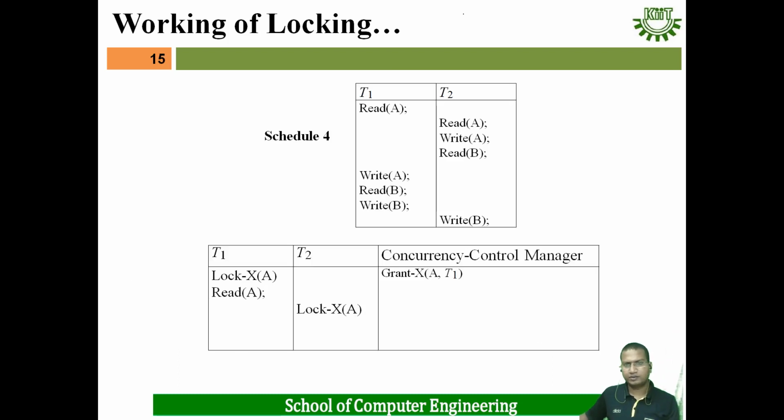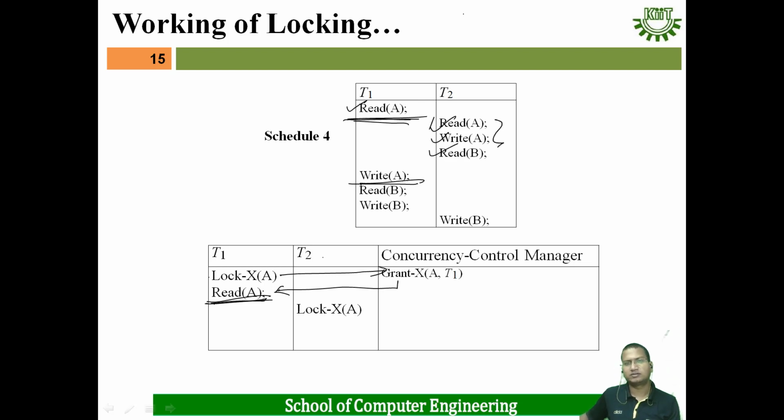In this case we will see a schedule, suppose T1 and T2, and here T1 wants to execute this instruction first. It wants to read the data item A, and here it is writing the data item A. That's why it will apply an exclusive lock on A. That's why it has requested lock X on A to the concurrency control manager. As no lock is previously applied, the concurrency control manager will grant that lock, and then the lock will be applied here. Then it will execute read A. After reading A, suppose T2 wants to execute these instructions.